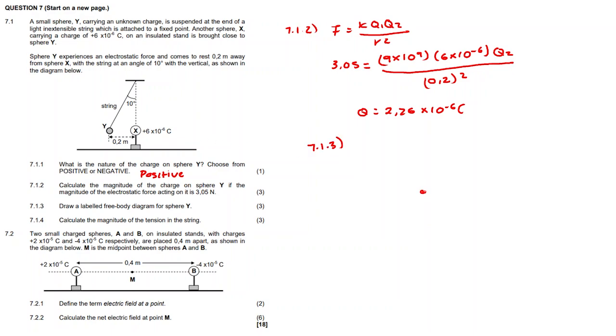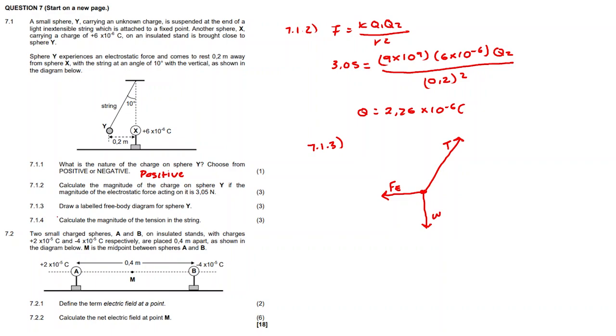So we can say this is sphere y. Sphere y experiences a tension at an angle as it is being held by a string. It experiences an electrostatic force by sphere x away from sphere x, as they both have positive charges. And then with all objects, it has a gravitational force, its weight, down.